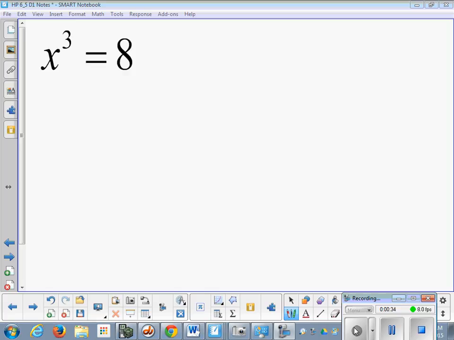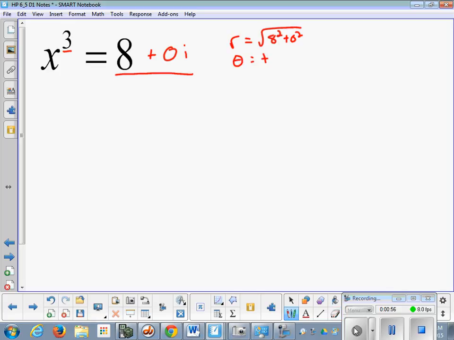All right, so I've got x cubed equals 8. We're going to start by converting this to polar, and we're going to convert it to polar in 3 different ways. So r equals the square root of 8 squared plus 0 squared, and theta equals tan inverse of 0 over 8. So this is 8, and this is 0 degrees. So x cubed equals 8, 0 degrees.